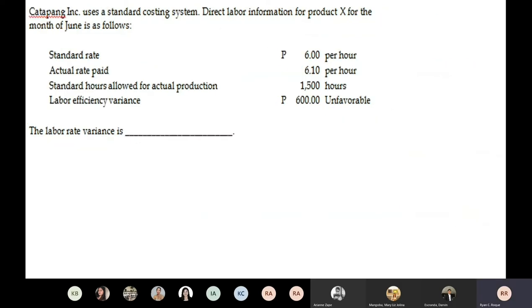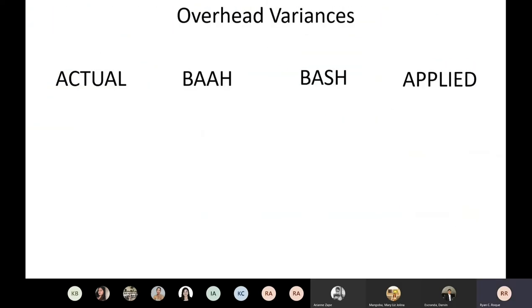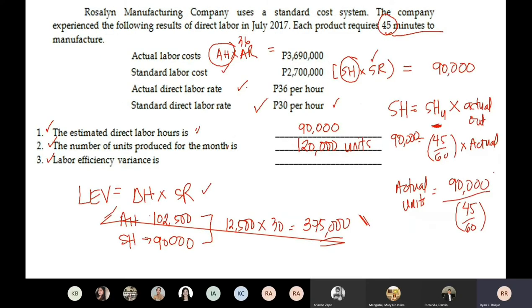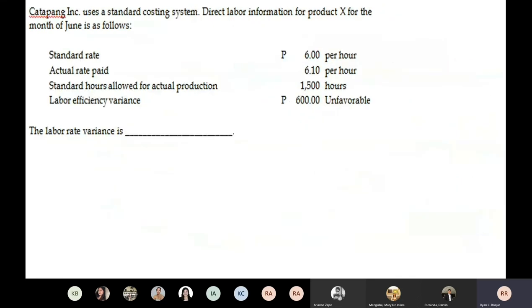Any questions so far? Kaya lang, sorry, nagdiretso. Yan, balik tayo. So this is 375,000. Malaki yung actual. So this is unfavorable. So 375,000 unfavorable. Okay? Labor efficiency variance. We will now move to the next problem.